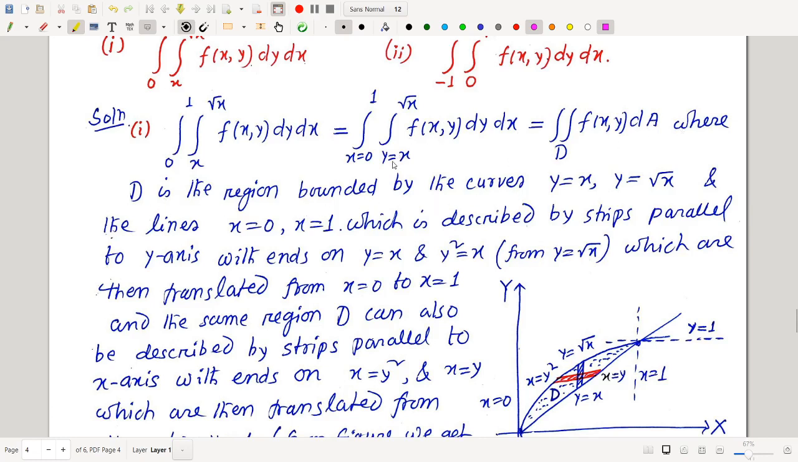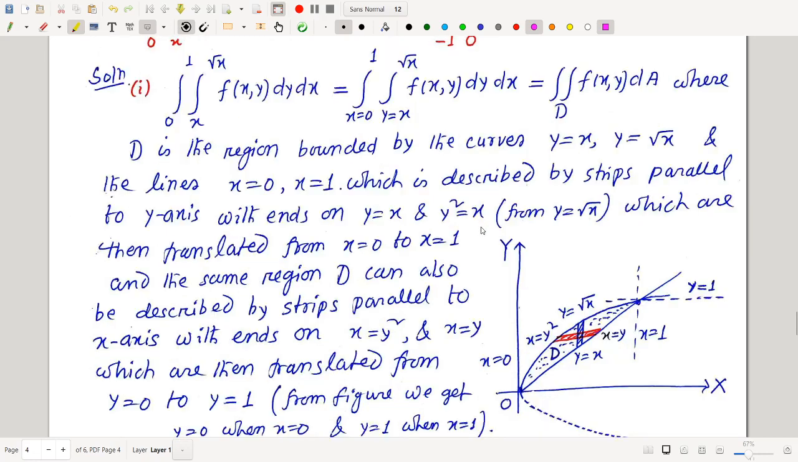What curves? Y equal to x, see in the limit y equal to x, y equal to root x, and lines x equal to 0, x equal to 1 here written, which is okay. So y equal to x means this is the line y equal to x. Y equal to root x means y square equal to x. Y square equal to x is parabola. This parabola is y square equal to x.